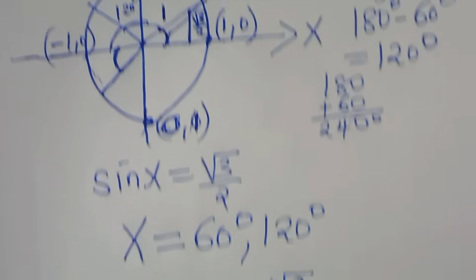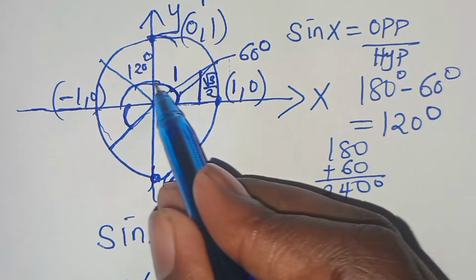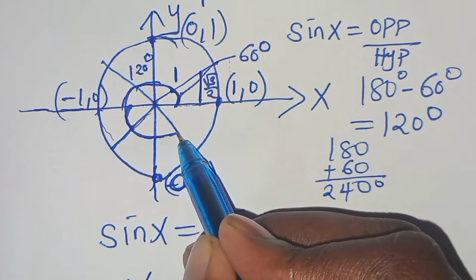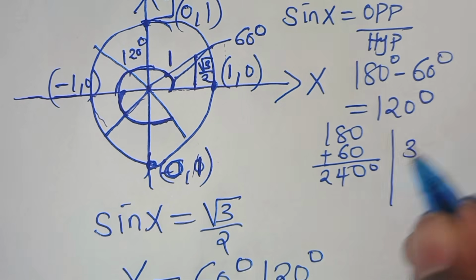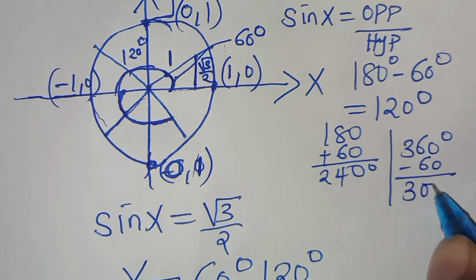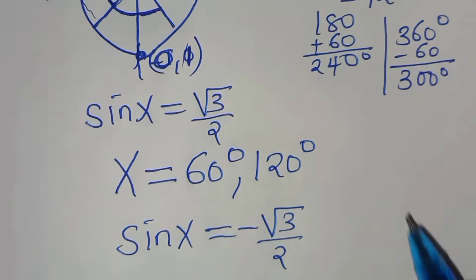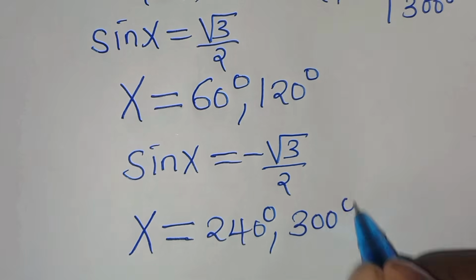And then we have also another angle here in the fourth quadrant. Now from 0 to this quadrant here, we have 360 degrees, 360 degrees minus 60 degrees. So this is 300 degrees. So we have another angle here, which is 300 degrees.